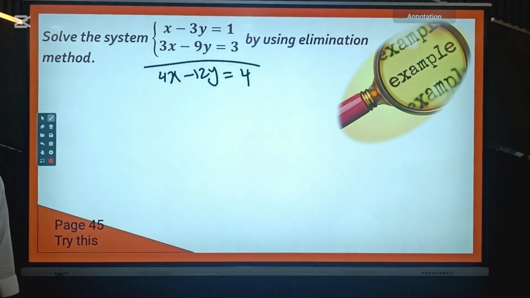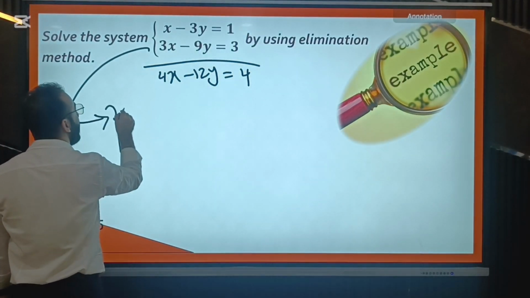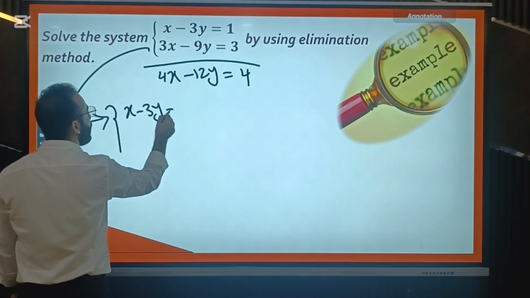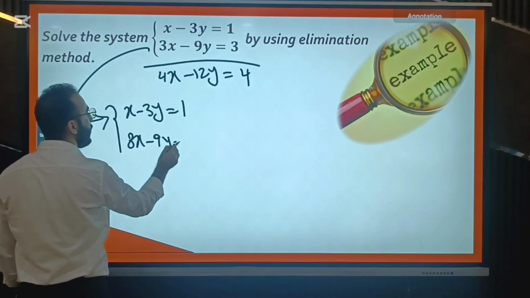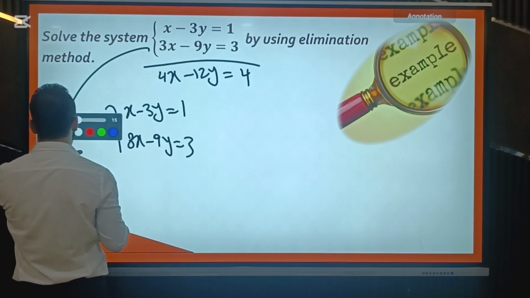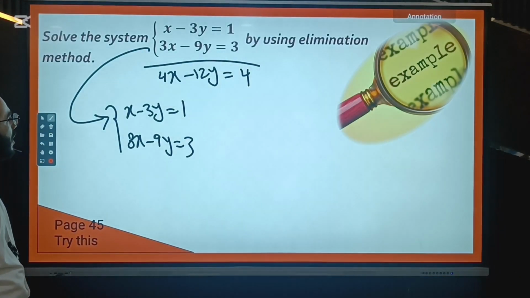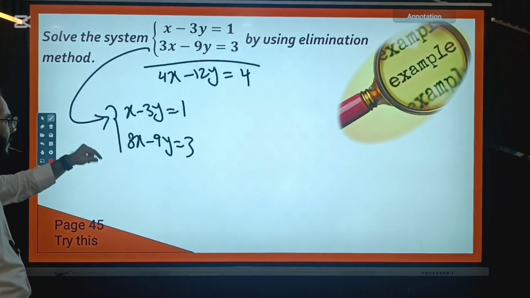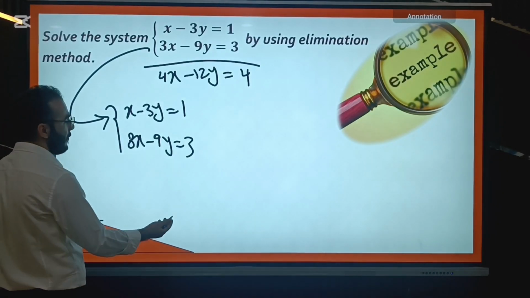They did not eliminate each other, so make some change. Perfect. Bring this system here. x minus 3y equals 1. 3x minus 9y equals 3. So which one do you want to eliminate, x or y? It depends on you. The previous one I went with x. This time I'm going to go with y, and I will try elimination of y.